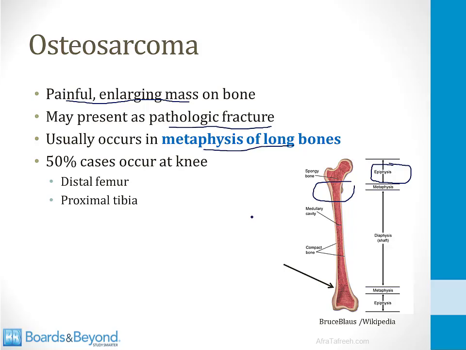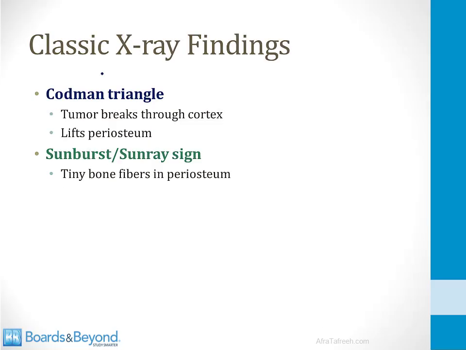And just like I told you before is true for most bone tumors, osteosarcoma usually occurs around the knee. Half of cases are around the knee, either in the distal femur or the proximal tibia. There are two classic X-ray findings in osteosarcoma. The first one is called the Codman triangle. This occurs because the tumor breaks through the cortex and lifts the periosteum, and that forms a triangle. I'll show you a picture of this on the next slide.